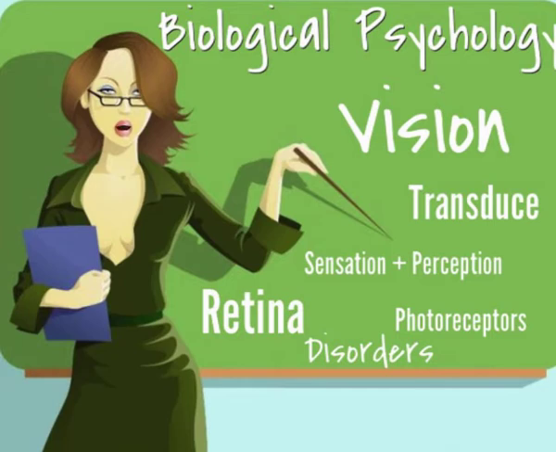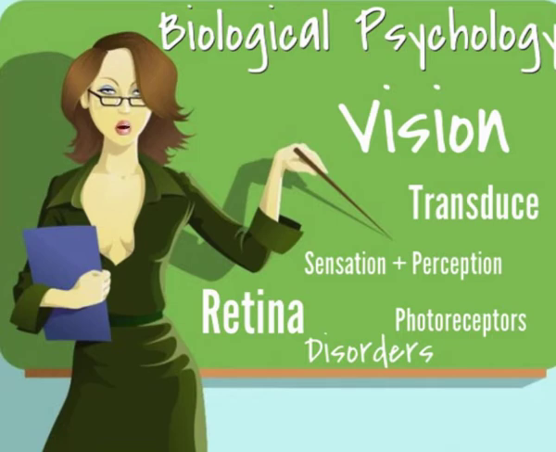Okay? So after the retina transduces the light into neural impulses, those neural impulses travel along the optic nerve. They cross the optic chiasm. They travel on the optic tracts to the lateral geniculate nucleus. That part of the thalamus goes to the occipital lobe. Specifically, it's the primary visual cortex of the occipital lobe. And that is how we see.